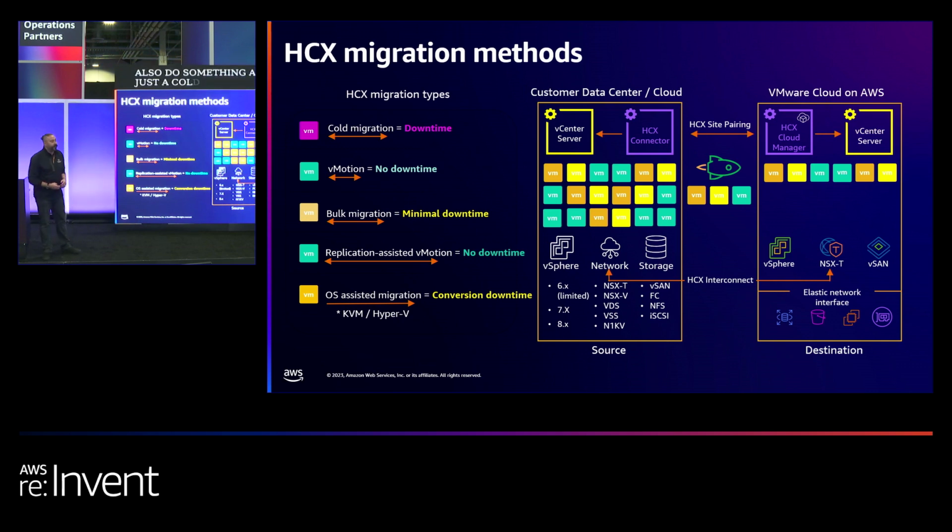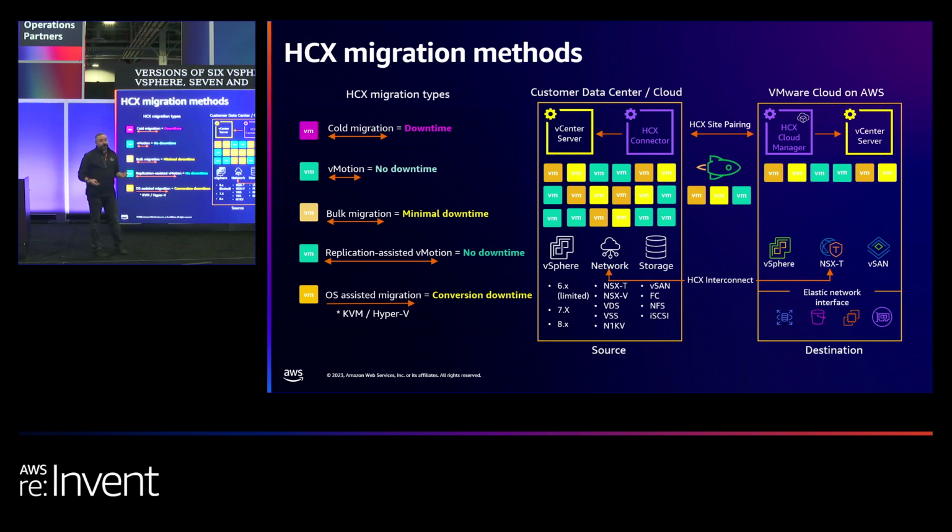What most of our customers do for the bulk of their workloads is something called a bulk migration. And what bulk migration allows you to do is migrate up to 200 virtual machines at a time. Now, this tool works with on-premises vSphere versions, some versions of vSphere 6, vSphere 7, and vSphere 8.